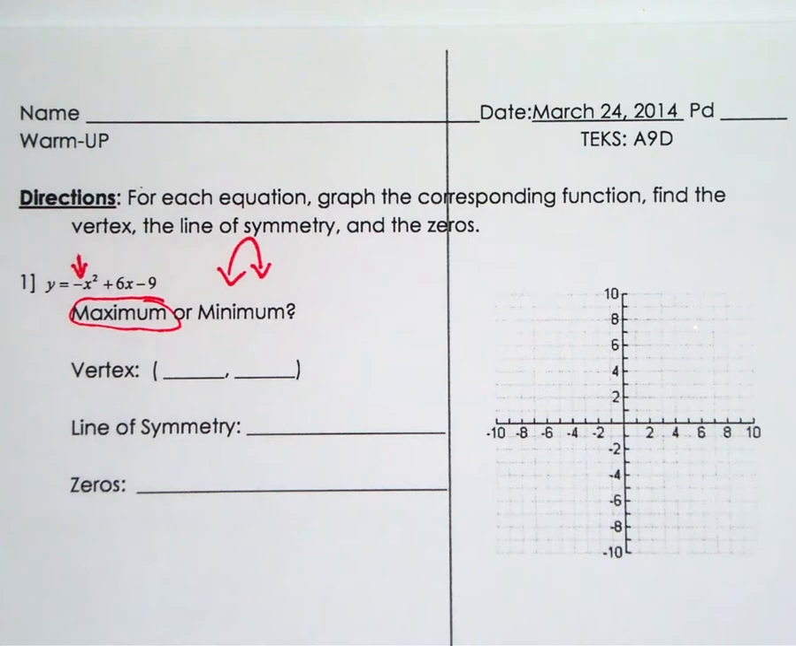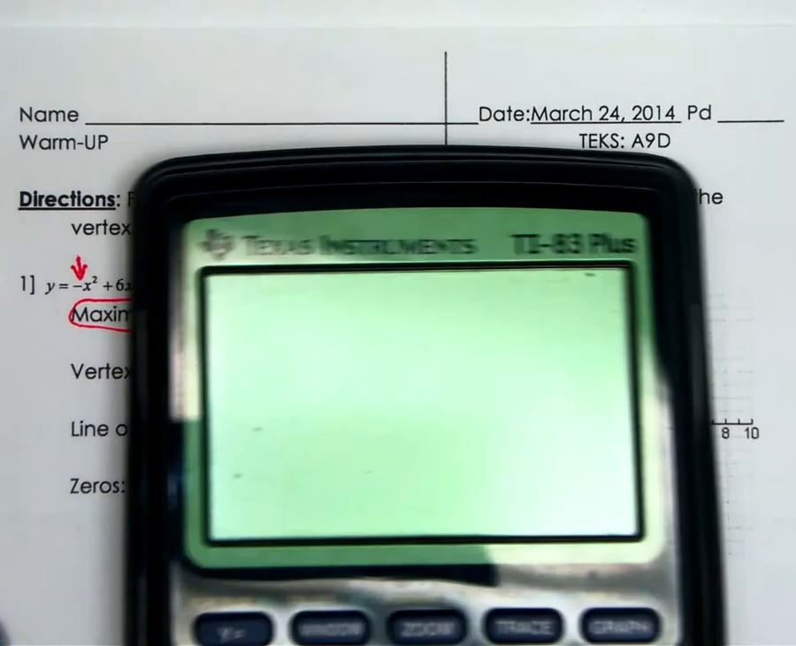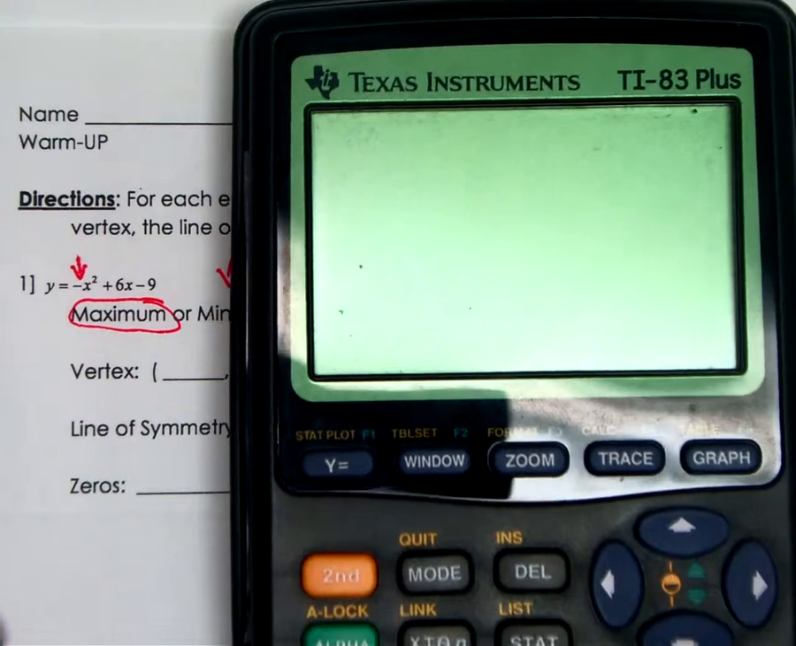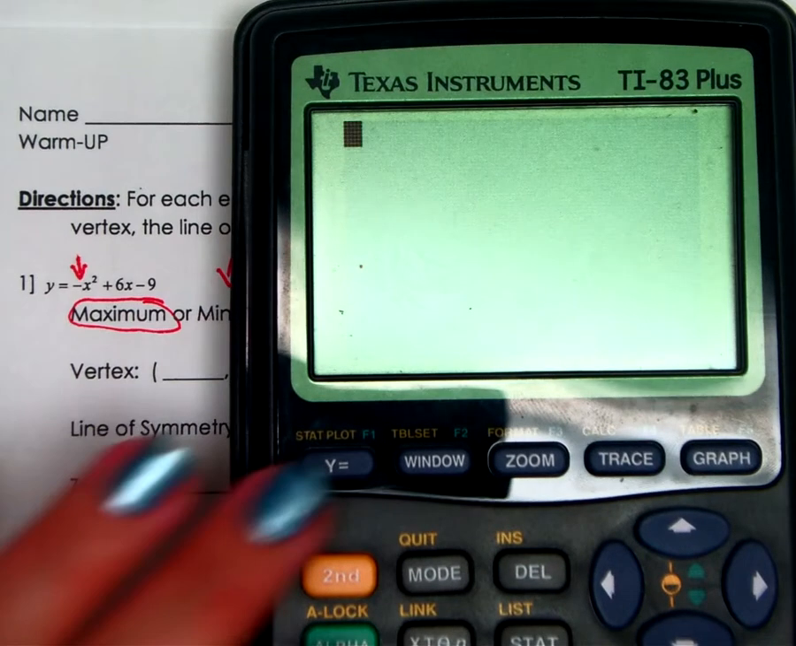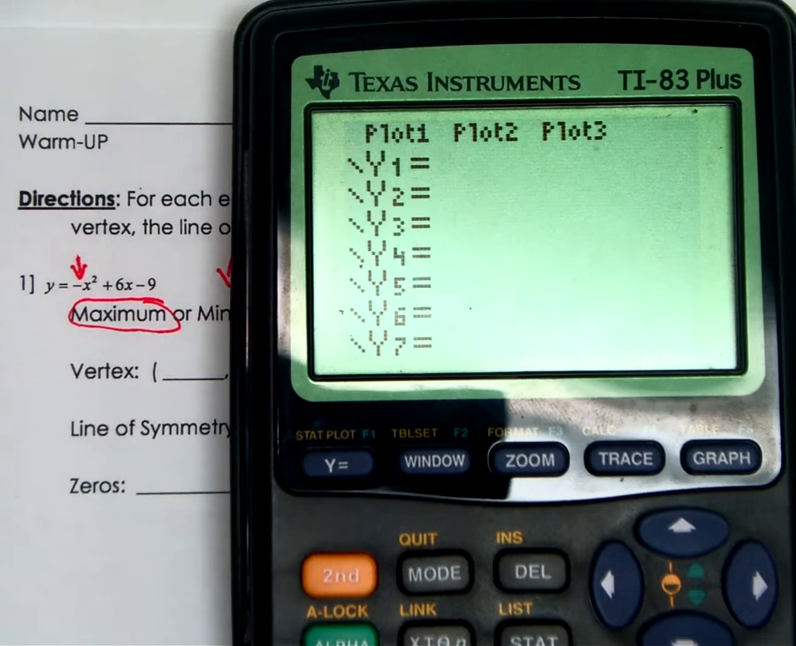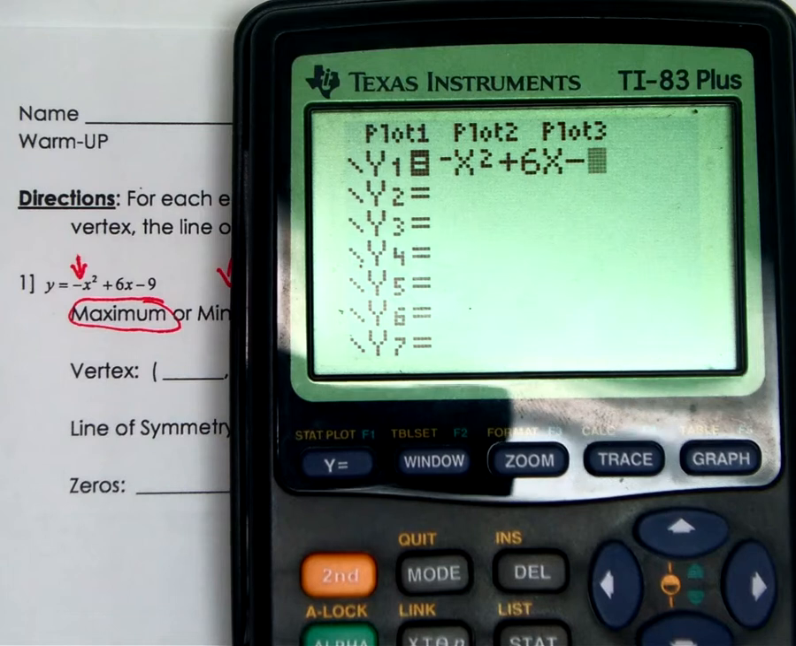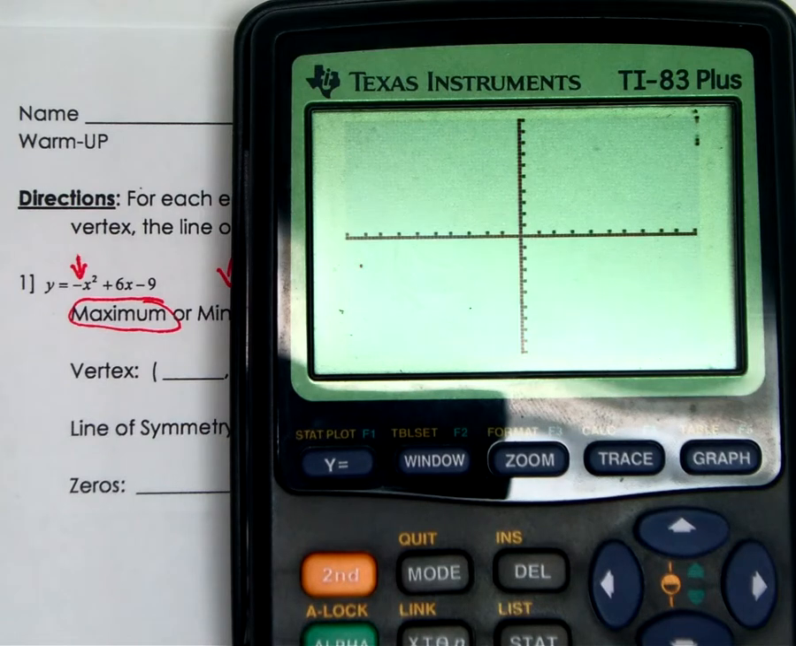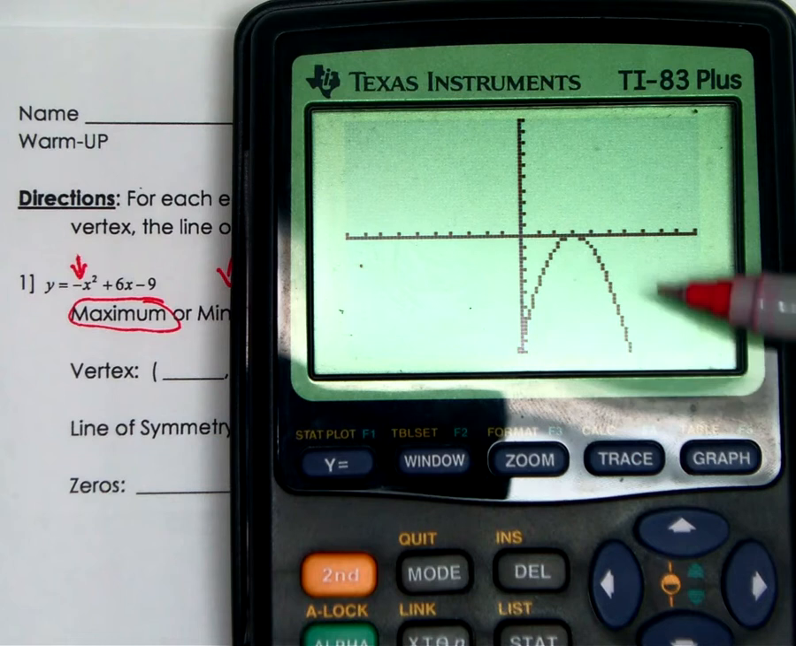And if you don't believe me, that's quite alright. We're going to go ahead and plug that equation right into our calculator and look at it. So y equals, and like I said, it's negative x squared plus 6x minus 9. And I'm going to graph it just to kind of see what it looks like real quick. Alright, so it is an upside down u. It's opening downwards is how we would say it.